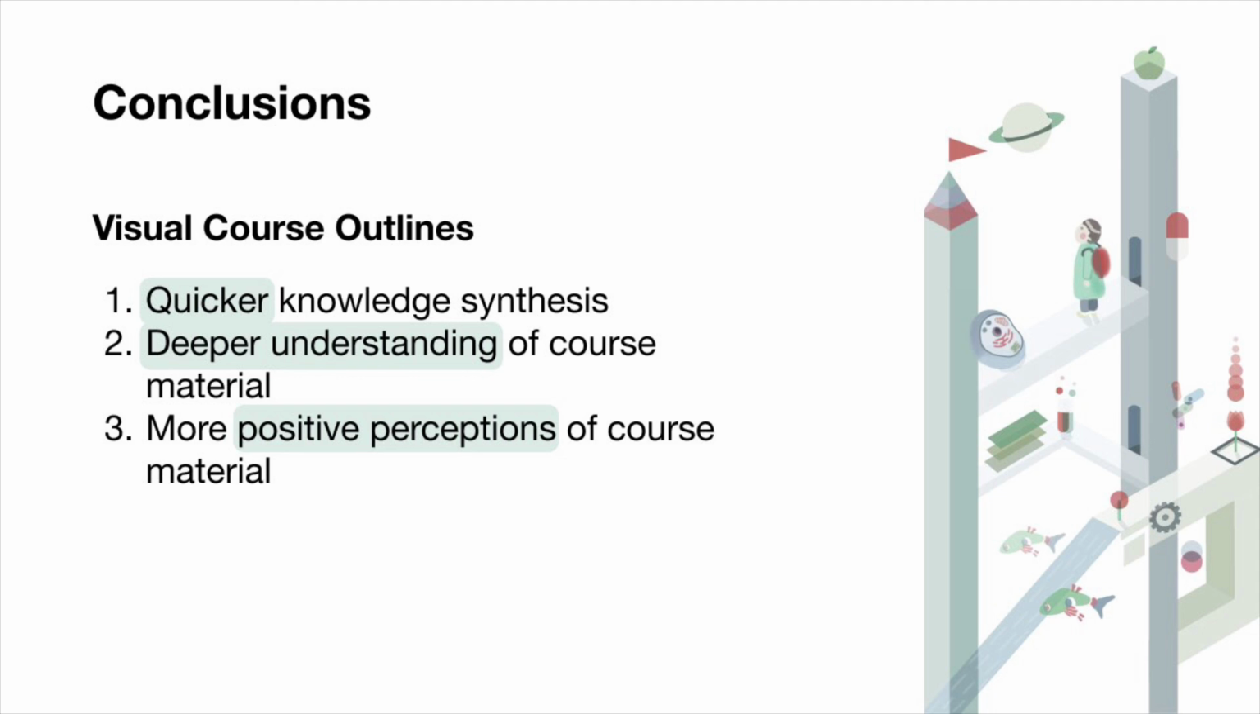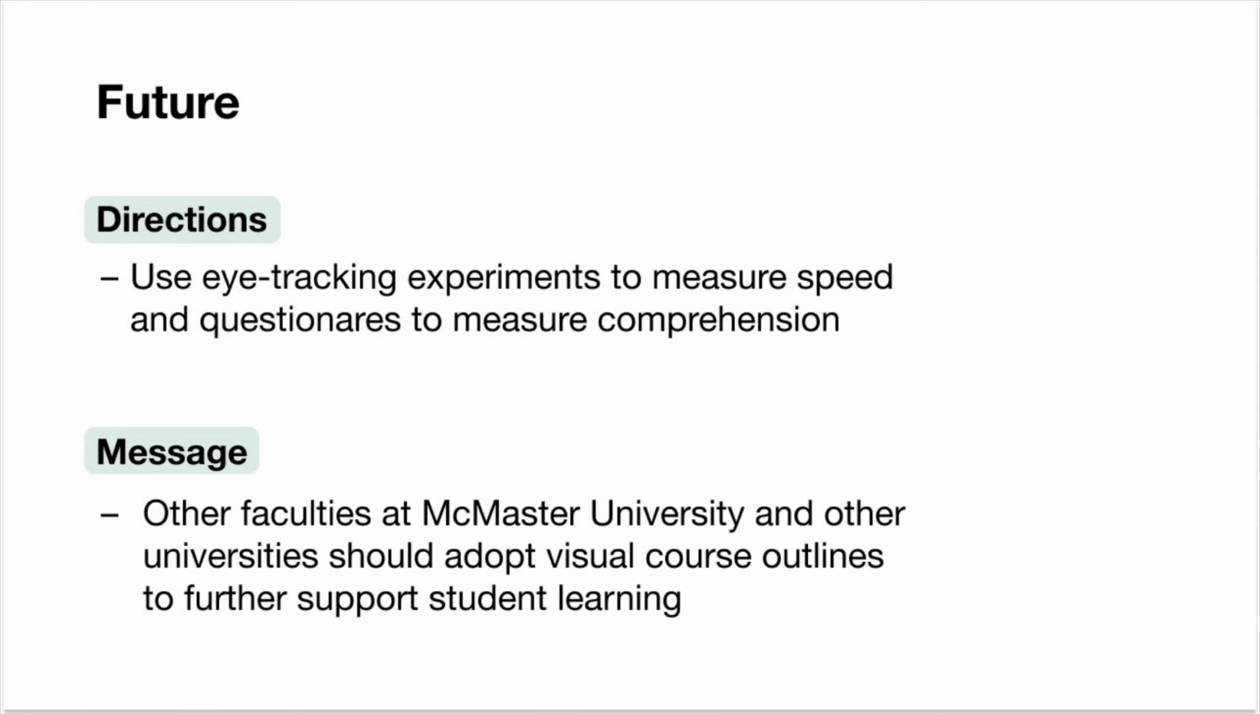As for future directions, anyone picking up this project, I recommend to use eye tracking experiments to more rigorously measure speed and questionnaires to measure comprehension. And the final message I just want to leave with you is that visual course outlines work, and other faculties at McMaster University and other universities should adopt visual course outlines to further support student learning.